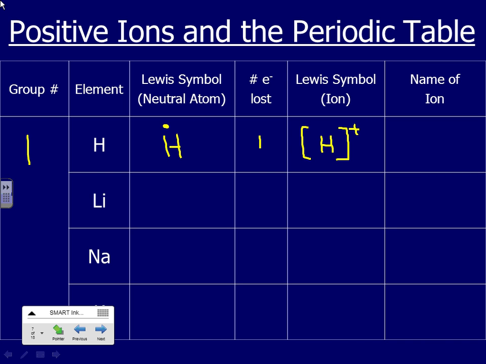Name of the ion. Positively charged ions keep the same name as the atom. The negative ones get an "ide" ending, like chloride. But positive ones keep their name. This is then a hydrogen ion. It's that simple.